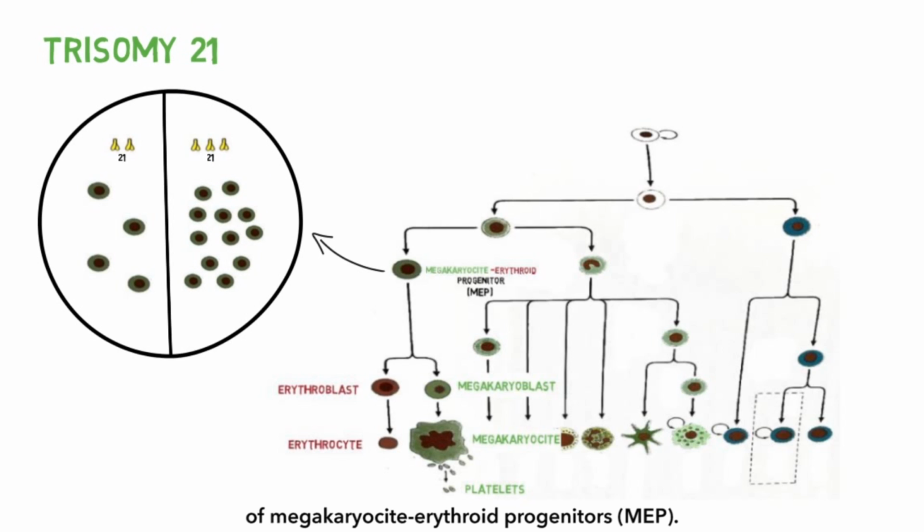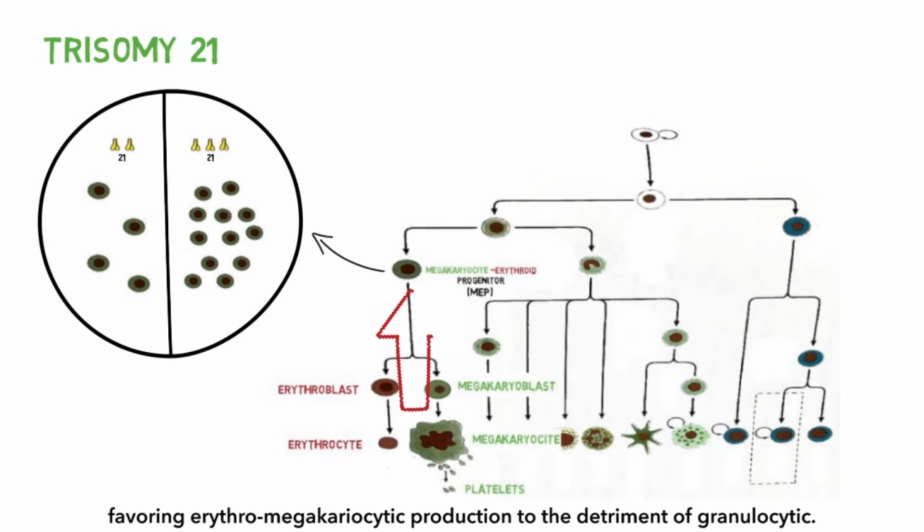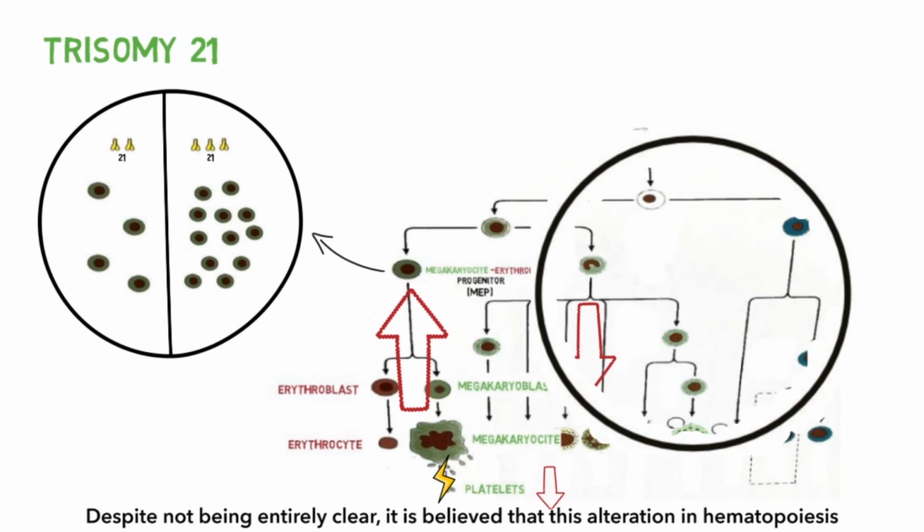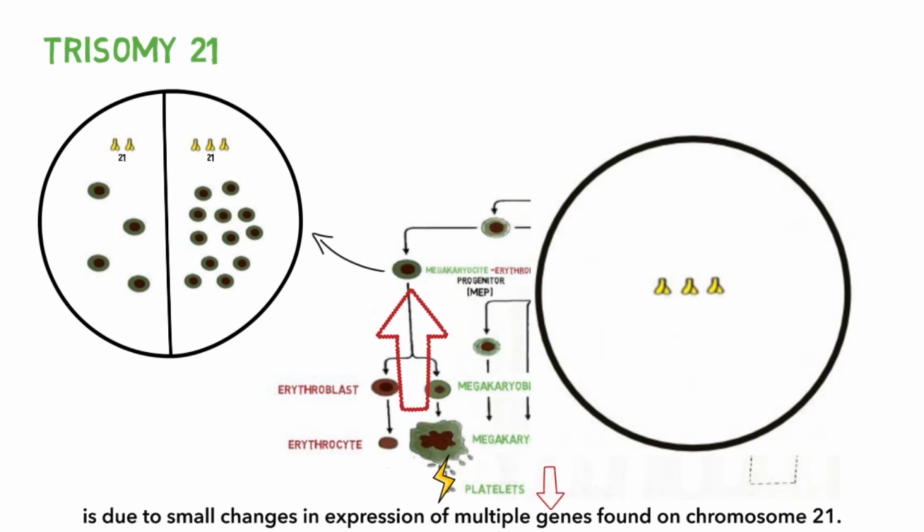or MEP. And it is also believed that common myeloid progenitors are also altered, favoring erythromegakaryocytic production to the detriment of granulocytic. Despite not being entirely clear, it is believed that this alteration in hematopoiesis is due to small changes in expression of multiple genes found on chromosome 21.